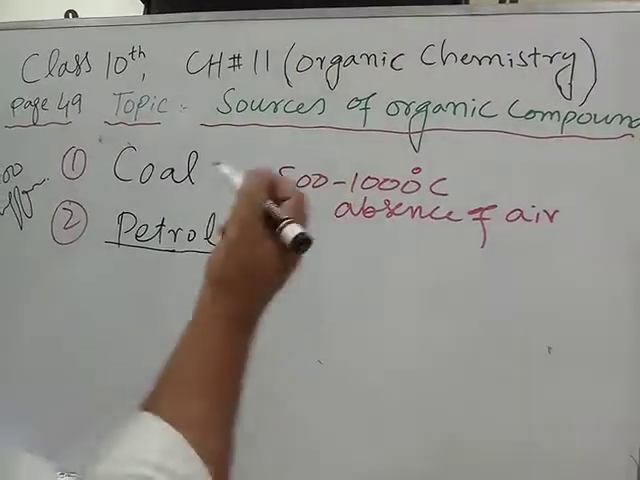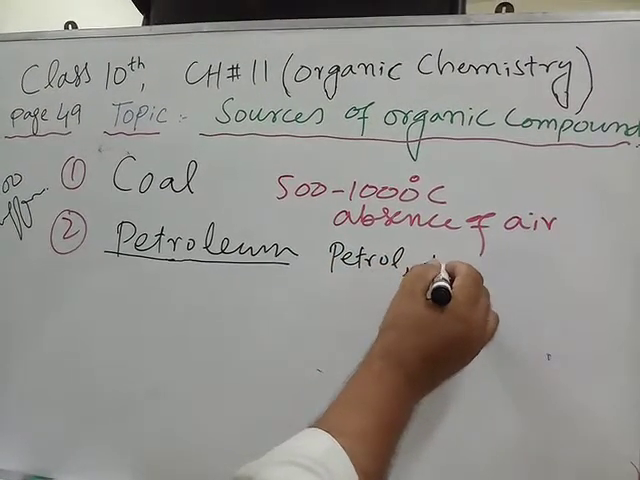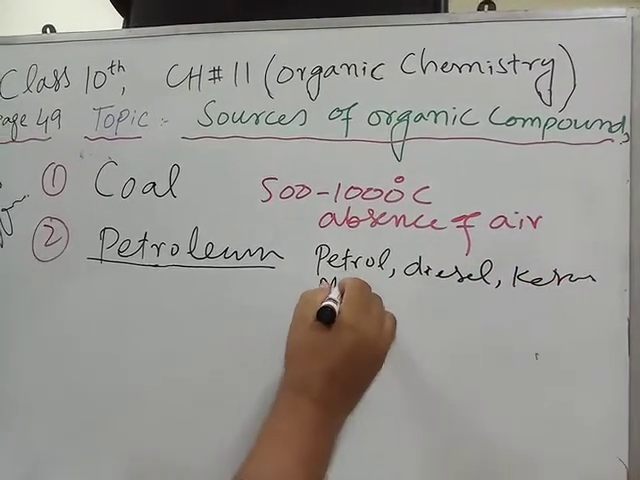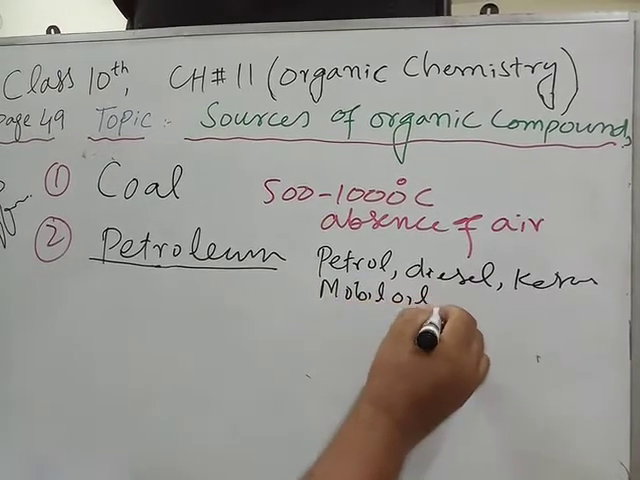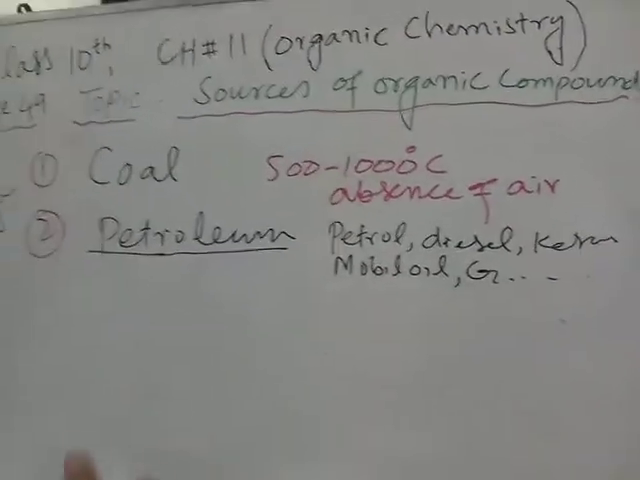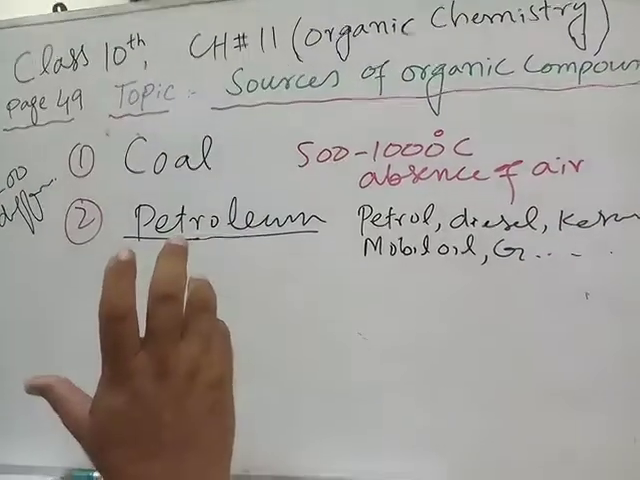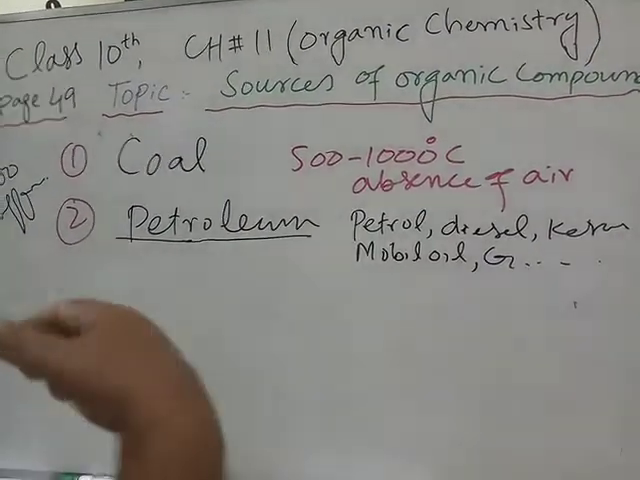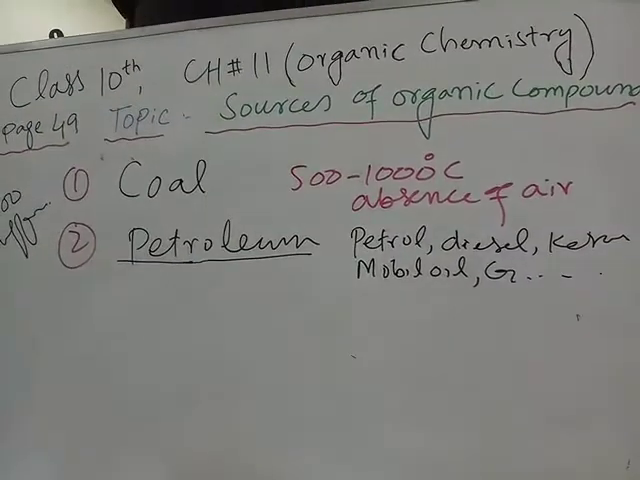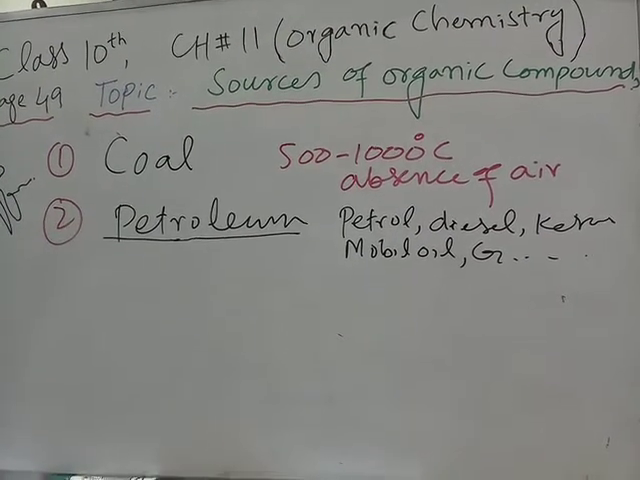So we get, for example, petrol, diesel, kerosene, mobile oil, grease, and candle wax, asphalt which is used for the construction of roads, petroleum wax, and many other compounds are obtained from petroleum. So this is also a rich source of organic compounds, and normally the alkanes.